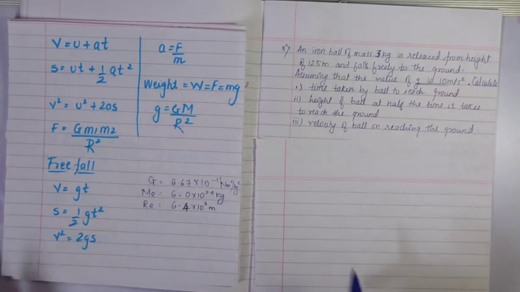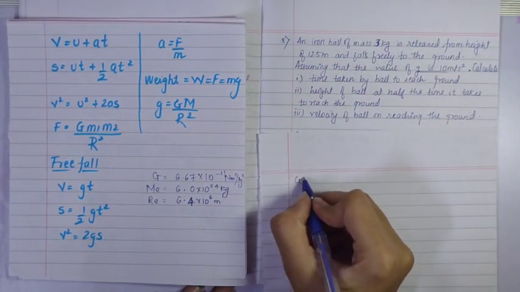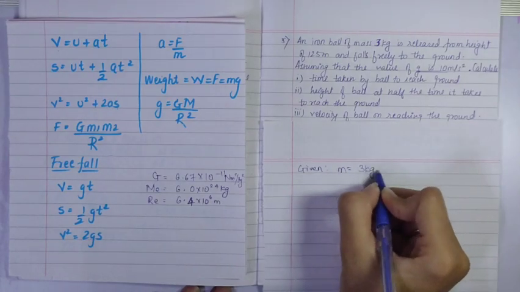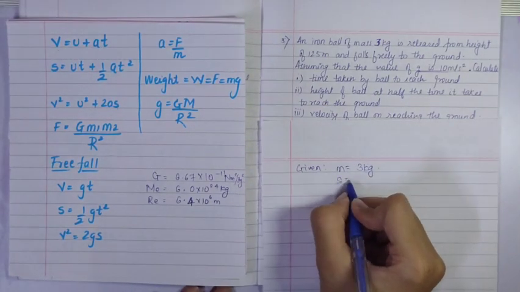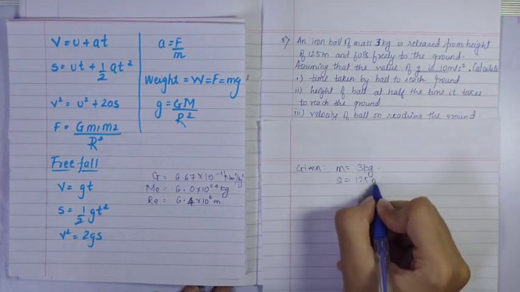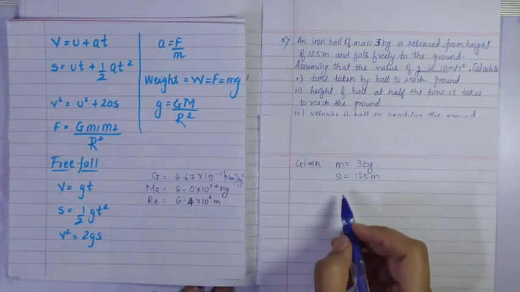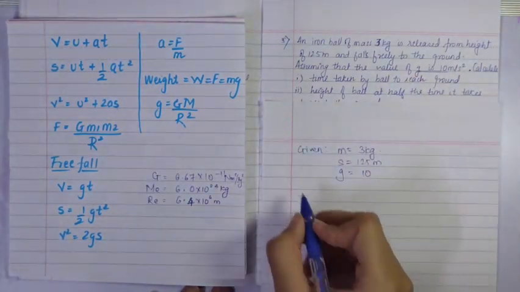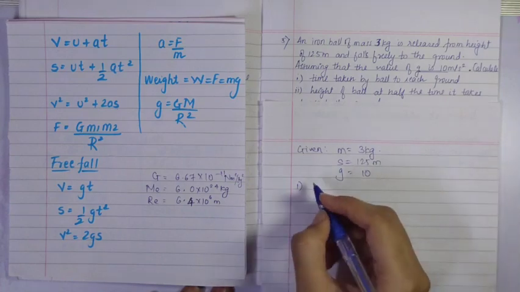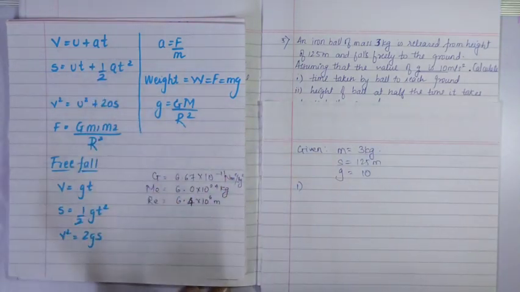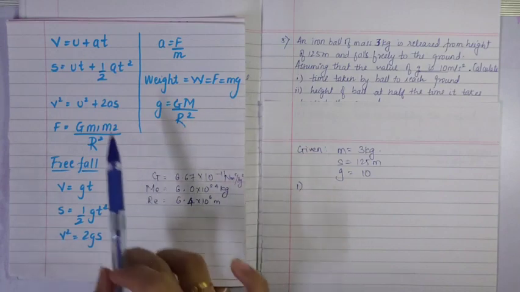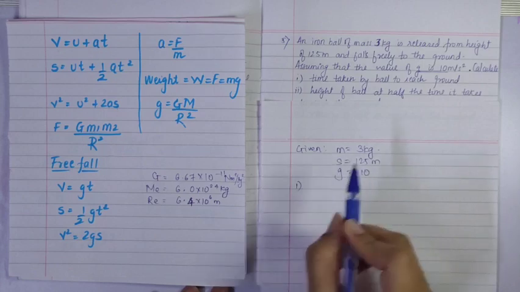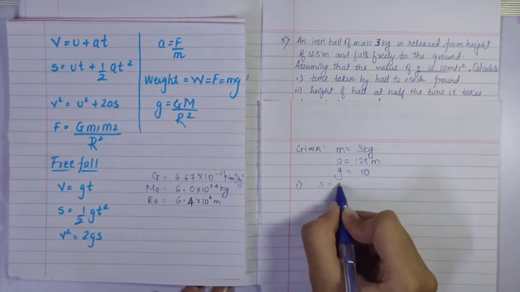Okay, so now the next sum says an iron ball of mass 3 kg. So let's write down what is given. Mass is equal to 3 kg. Next, your height, they've given from a height of 125 meters. So let's write down that. Next, what is g? They've given, assume that g is 10. Now time taken to reach the ball on the ground. So time taken is this formula, this formula, this formula. This third formula does not contain time, so just eliminate it. You can use this or this. Since they've given me the height, that is S, I will use the second formula.